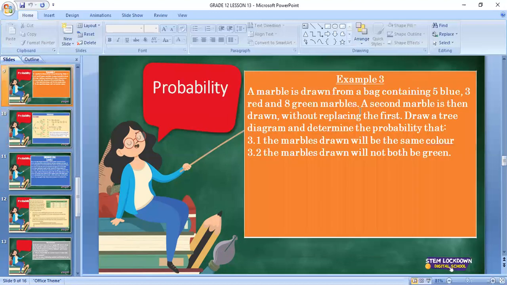How do we get 16? We add all the marbles. 5 plus 3 is 8. 8 plus 8 is 16. Total marbles is 16. Right.